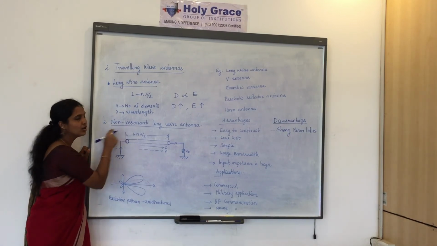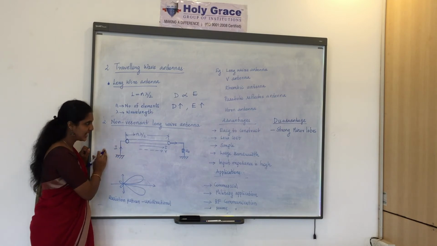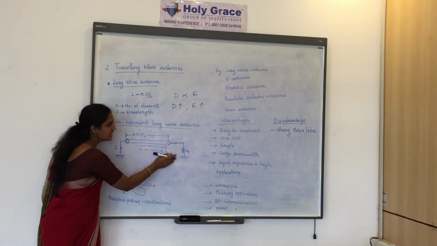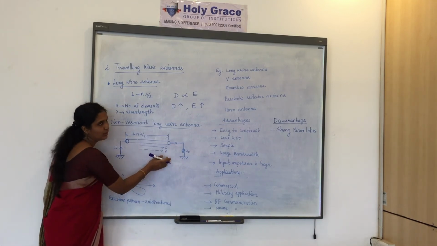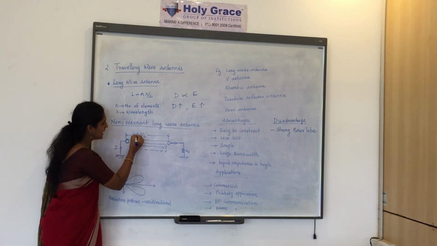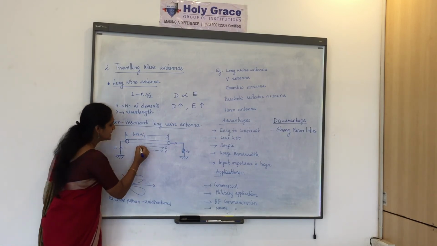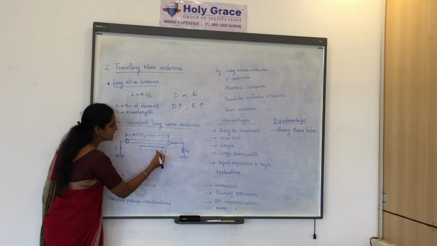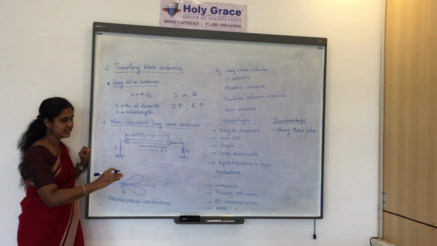In the case of the non-resonant antenna, the input end is the same as the resonant antenna. The output end we have terminated with an impedance Z0. So the length is always the same, equal to n lambda by 2. And in this case, the current and voltage are in phase. Voltage and current are traveling in the same phase.